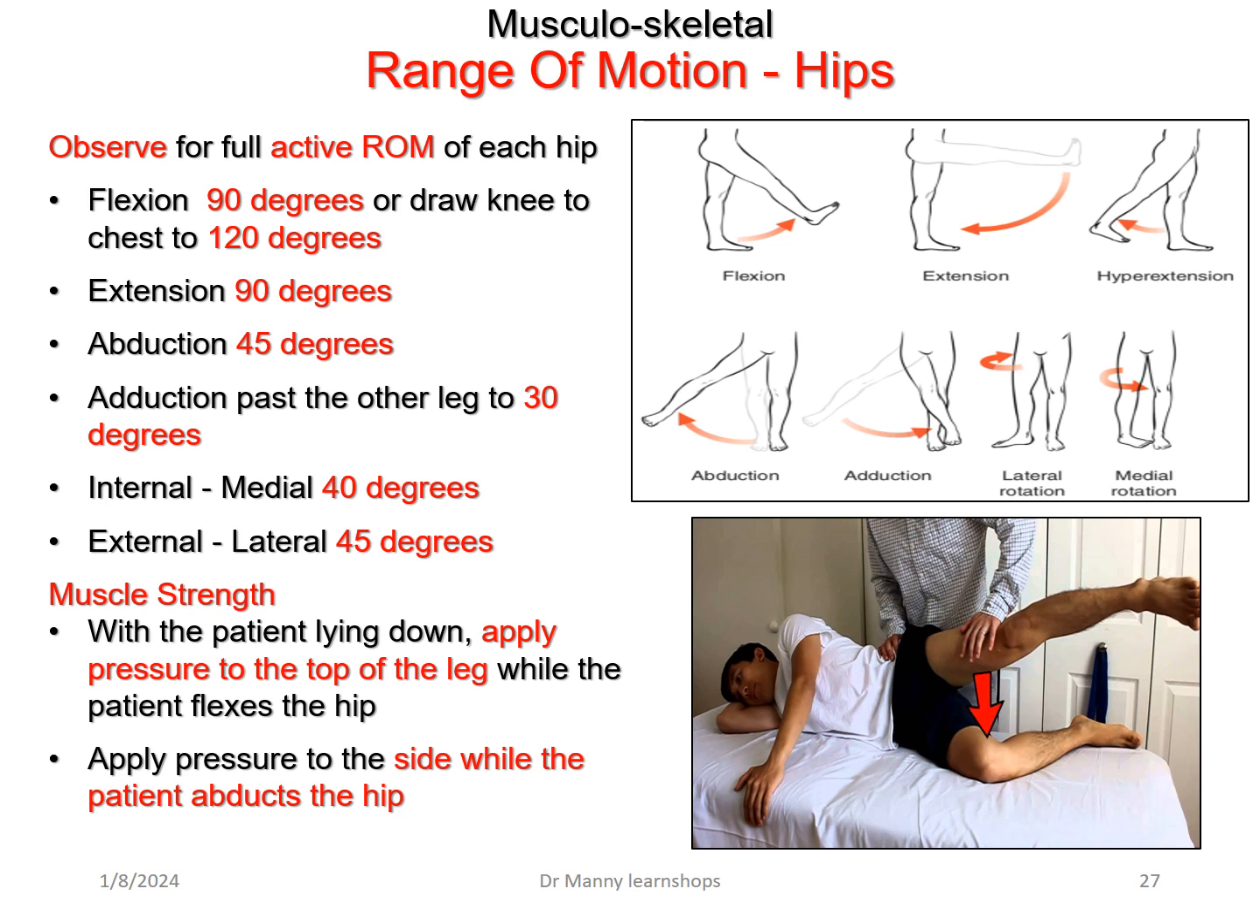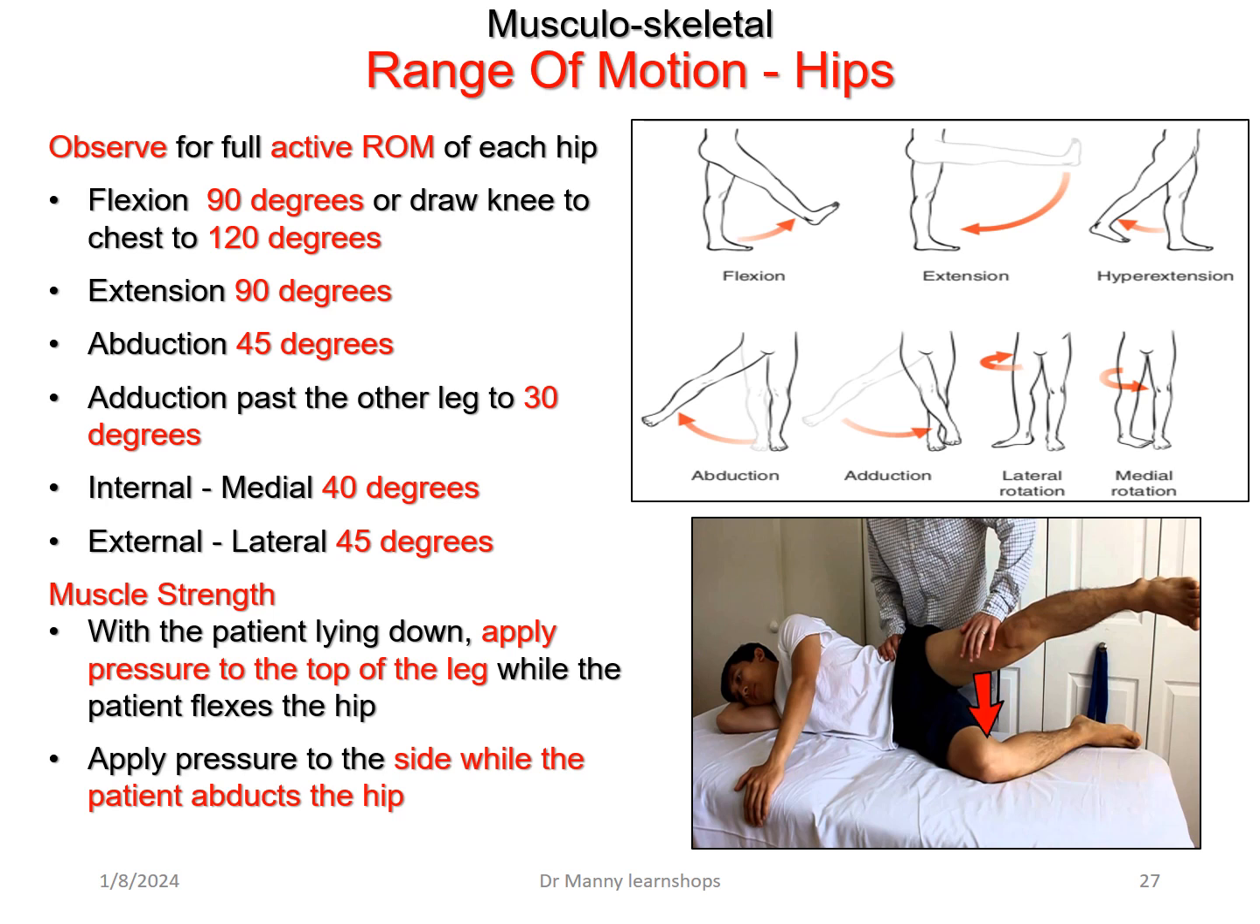When assessing range of motion of the hips, you observe for full active range of motion of each hip. Flexion should be 90 degrees. They should be able to draw the knee to the chest up to 120 degrees. Extension should be at 90 degrees, abduction 45 degrees, adduction past the other leg to about 30 degrees. Internal, meaning medial, rotation should be 40 degrees, external, lateral, 45 degrees.